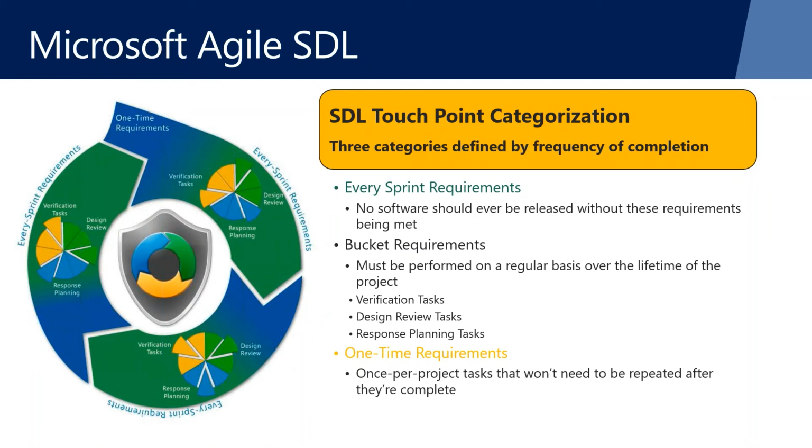So Microsoft created the Agile SDL, and they defined 3 types of requirements. Every-sprint requirements are requirements that you need to do each and every sprint, although you don't have a lot of time, because they are very important. Bucket requirements are requirements you do every once in a while, not in every sprint, but every few sprints. And one-time requirements, you do once, usually at the beginning of your product lifecycle.